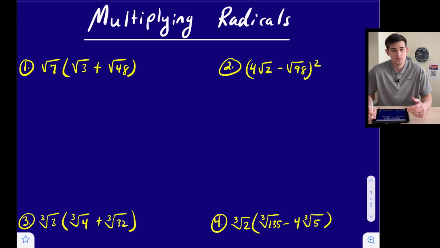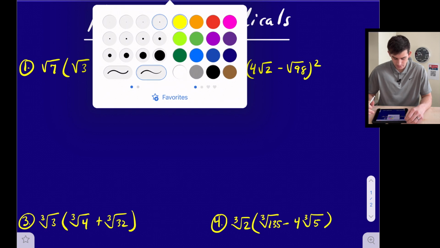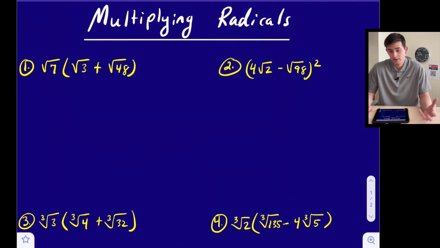Video, we're going to talk about how to multiply radicals, okay? So in order for us to do this, we want to just look at what we have. We have some radicals being multiplied together. So look at number one, we're going to use the distributive property, okay?